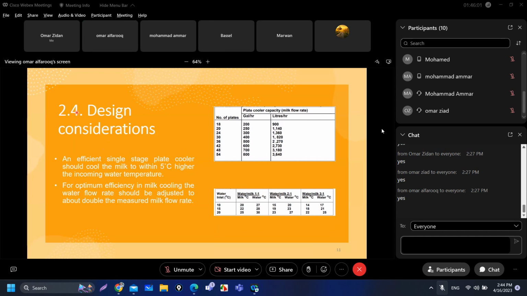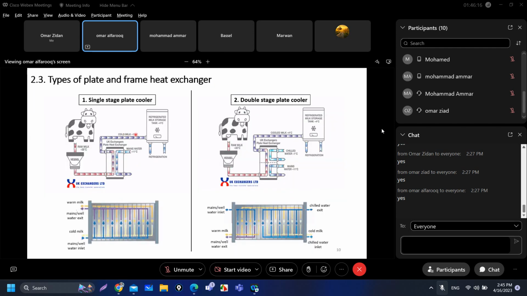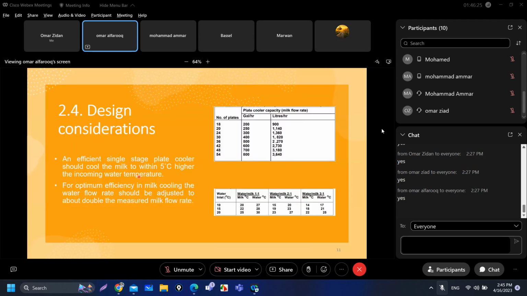Okay, so now here I found some design considerations whenever we want to design an efficient single plate cooler. The milk should be cooled to within 5 degrees of the incoming water temperature. Like you can see here, the outlet temperature of the milk is 15, which is around 4 degrees higher than the inlet water temperature, indicating a good design. To do so, we need to adjust the flow rate of the milk cooling water to about double the measured flow rate of the milk. And once we know the flow rate, we can decide the number of plates for the system.